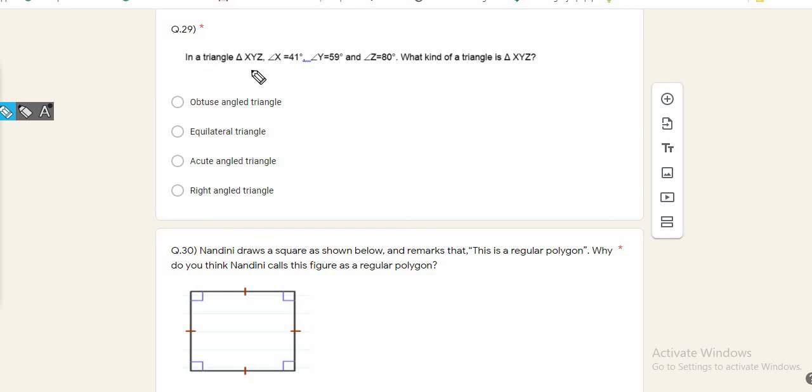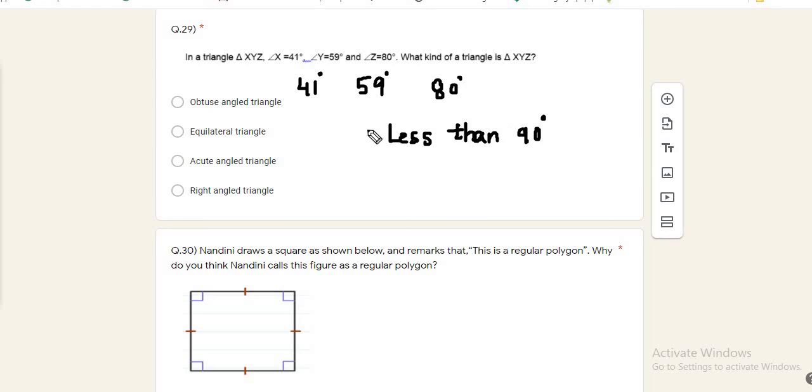Question 29. In a triangle XYZ, angle X is 41 degrees, angle Y is 59 degrees and angle Z is 80 degrees. All the angles are less than 90 degrees. When all the angles of a triangle are less than 90 degrees, then the triangle is called an acute angled triangle. So C is the correct option.